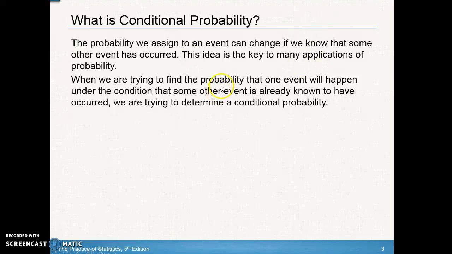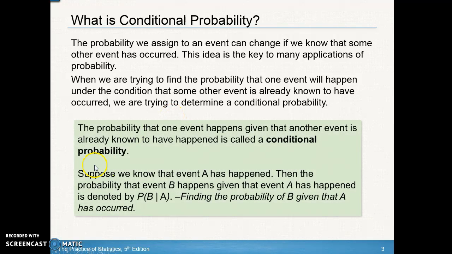When we're trying to find the probability that one event will happen under the condition that some other event is already known to have occurred, this is conditional probability. So like I said, conditional probability just means that we know something else has already occurred. Is that going to change the probability of our event? So knowing that we are a high school graduate, does that change the probability of whether or not we own a home? So we're imposing the condition, we know that they're a high school graduate.